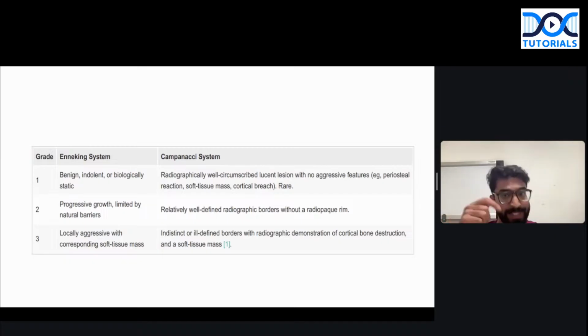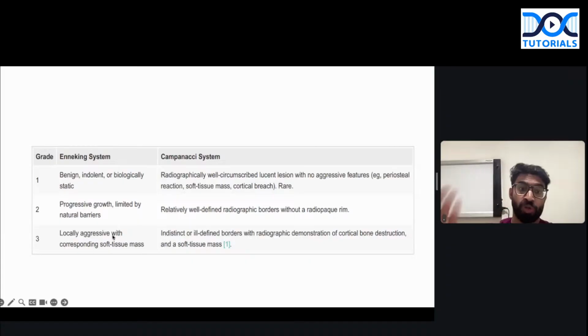Coming on to grade 2, yes, it is a well circumscribed lesion as well, but it doesn't have that rim around it. So basically, whenever you have a rim, that is grade 1. When there is no rim, then it is a grade 2. Then grade 3 shows an indistinct, ill-defined border with extensive cortical destruction and soft tissue involvement. Enneking is also a similar classification. One is benign, indolent or biologically static, that is stage 1. Then progressive growth, but limited by natural barriers, like the cortex is a natural barrier. And the third one is locally aggressive with soft tissue involvement as well.